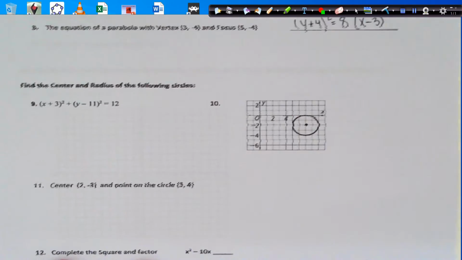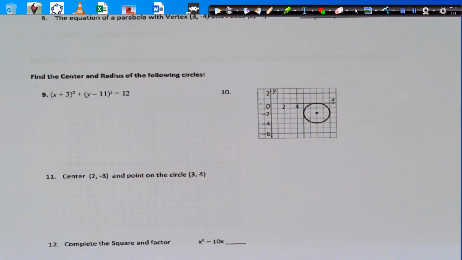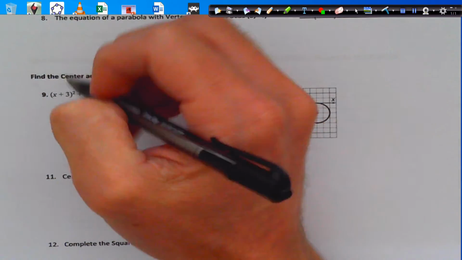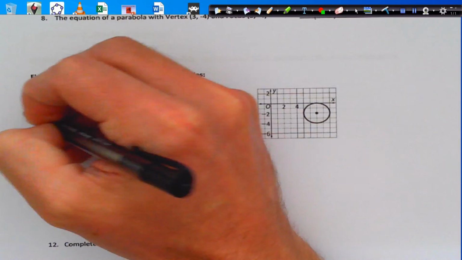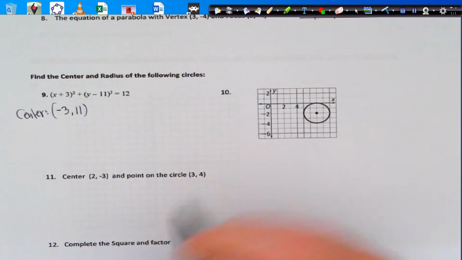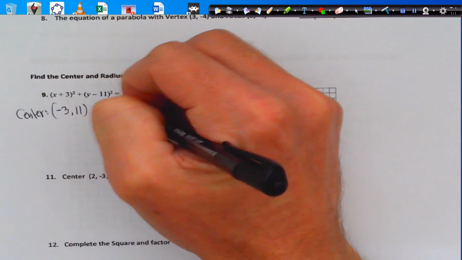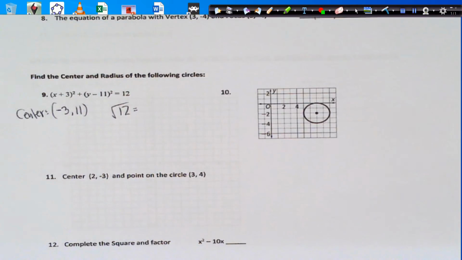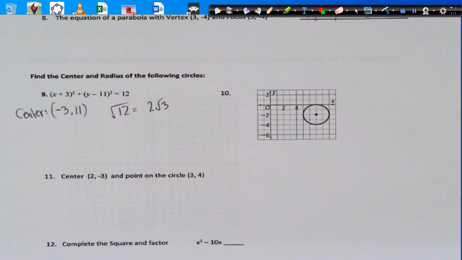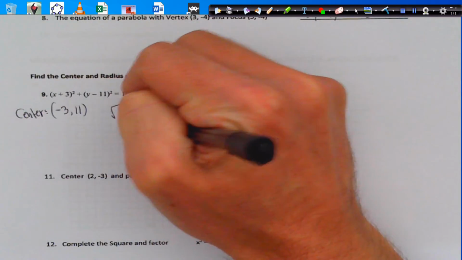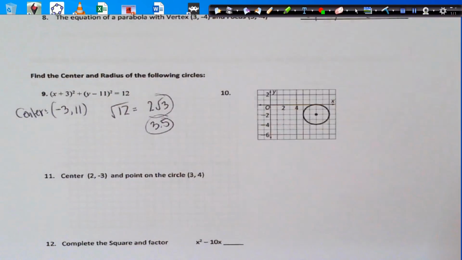Okay, find the center and radius of the following circles. Okay, so center is really easy. We just pull out the opposite of what we see. So there's my center. And then the radius, we have to square root it. Okay, so 12, we're going to square root, and that's going to be the square root of 12, which is 2 rad 3. Or you could even go with like 3.5 or something. So one of those 2 answers is fine.